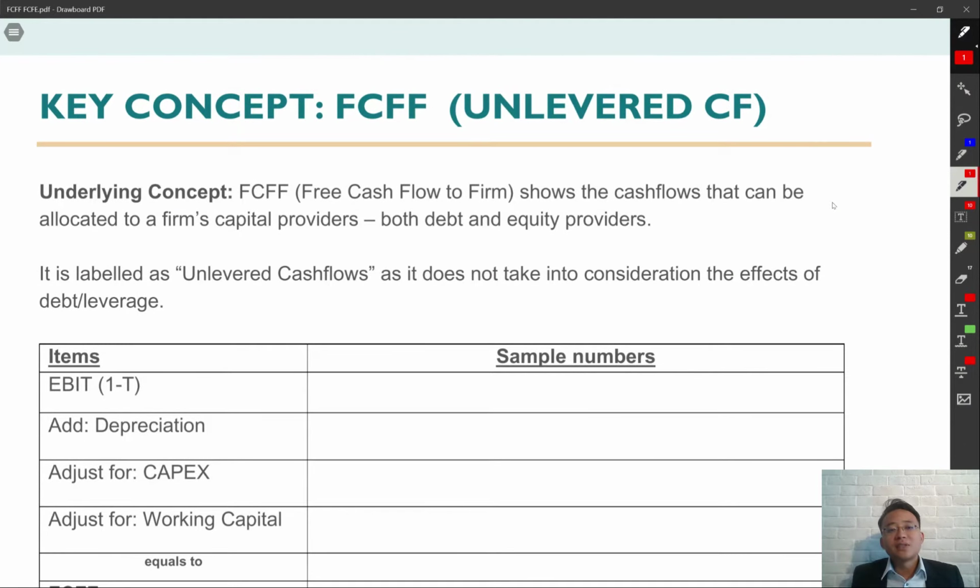We have FCFF. What does this stand for? FCFF stands for free cash flow to firm. What it basically entails is it gives us the cash flows that can be allocated to a firm's capital providers. Now, we might think, okay, I don't really get this. Let's take an example and then we will head back to this concept.